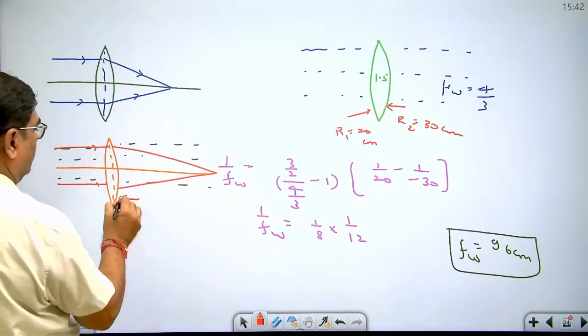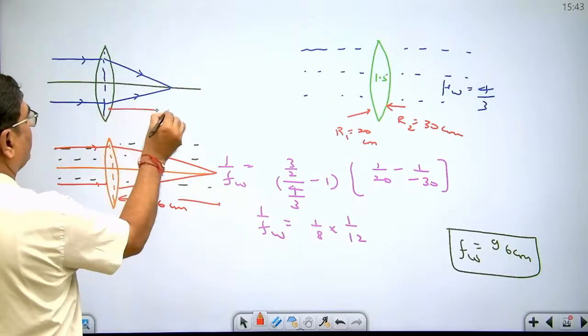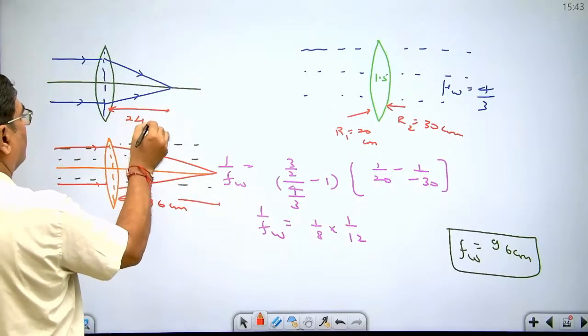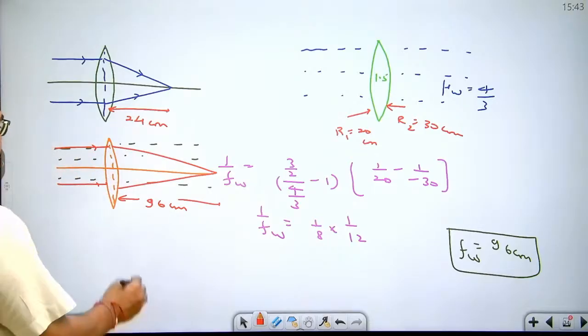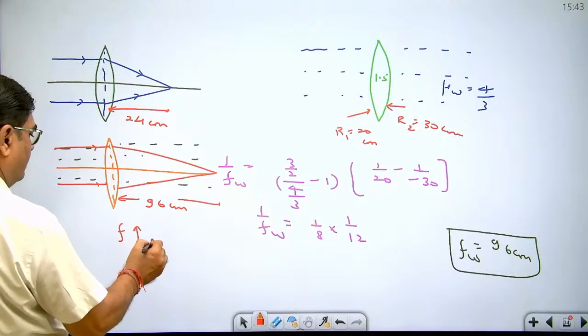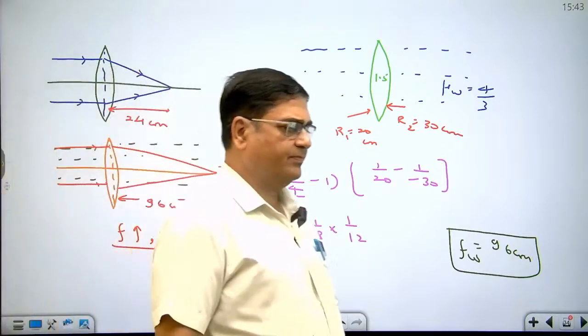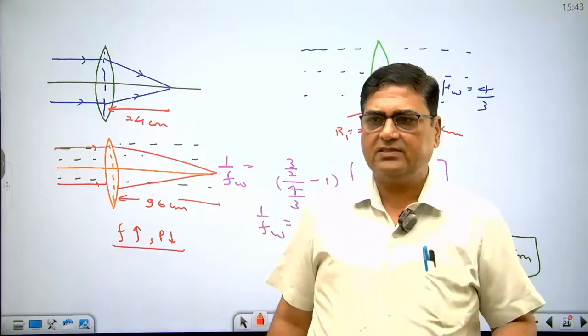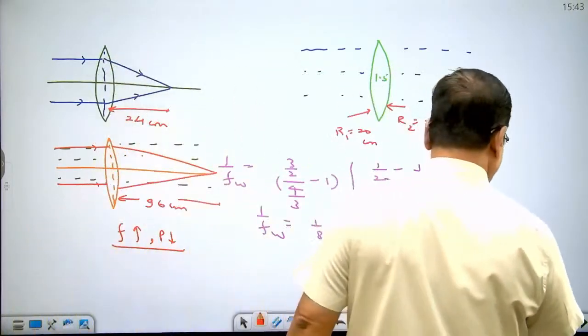Okay, this will become 96. This has become 24. Means power has decreased, okay? Focal length has increased. But the nature of the lens is not changed, okay? The lens was earlier also convex, now also it is convex. Okay, now look at another question.